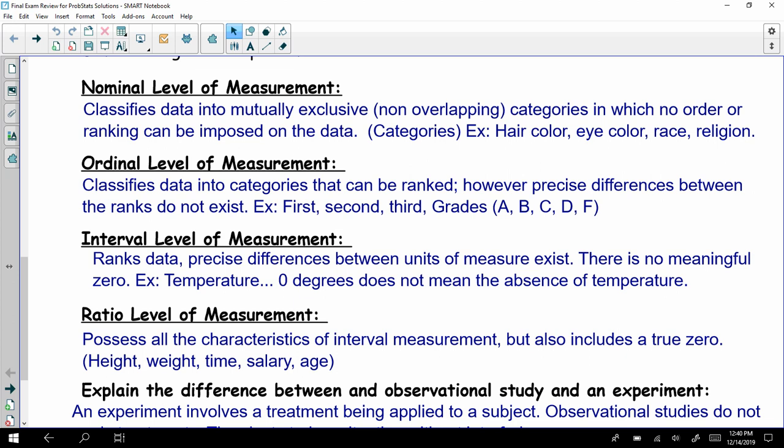An interval ranks data, and there's no meaningful zero. So remember, the biggest thing for interval is usually temperature. In fact, that's pretty much all the examples that we use. And in interval, there's no true meaningful zero. For example, if you say it's 0 degrees outside, that doesn't mean there's no temperature, right?